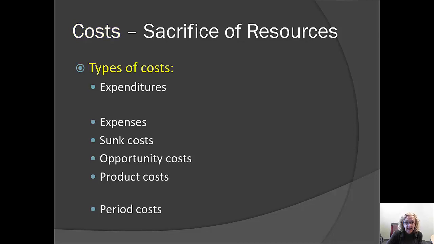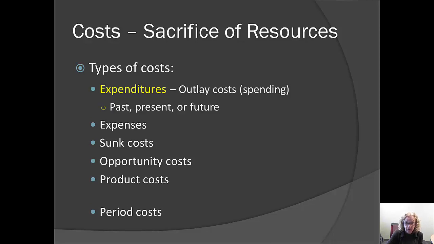There are several types of costs. One type is called an expenditure. The word expenditure comes from the word expend or spend. So that means that expenditures are outlay costs. In other words, we are paying for something. We're either paying for it in the past or in the present, or maybe we haven't paid for it yet, but we will be paying for it in the future. And the reason that we're paying for something is that we expect that it's going to be useful to us.